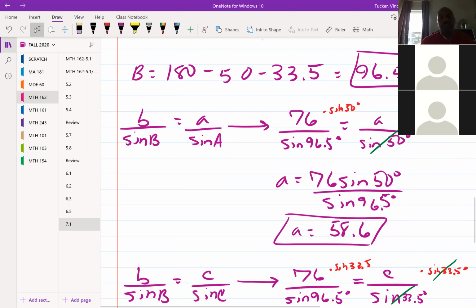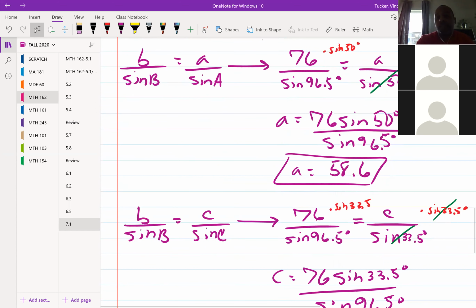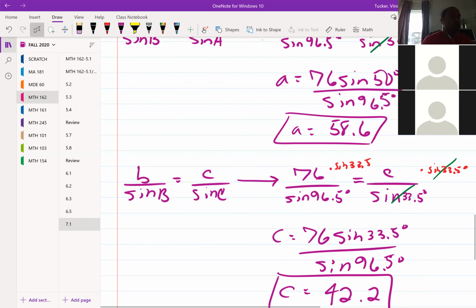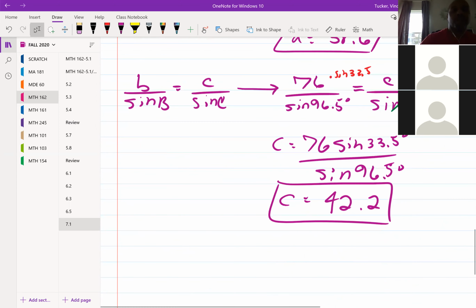Use the b relationship to find c as well. So that'll be 76 over sine of 96.5 equal to c over sine of 33.5. Multiply both sides by the sine of 33.5. c will be equal to 42.2. All right, so that was for the recording. Let's look at the next few scenarios.